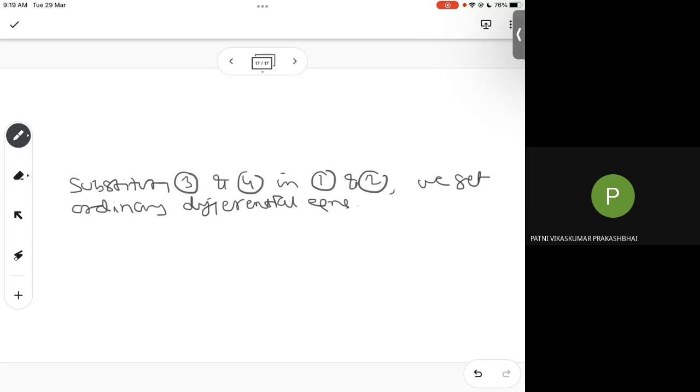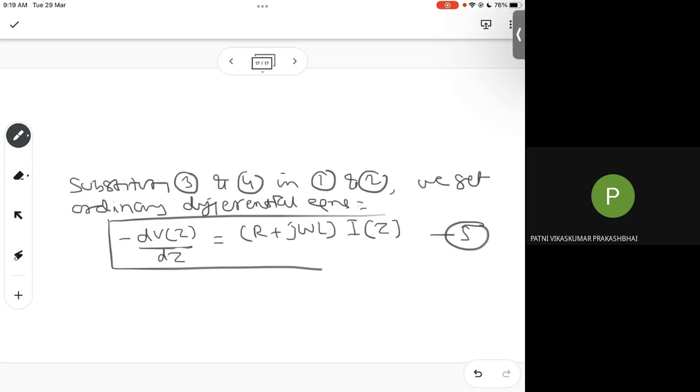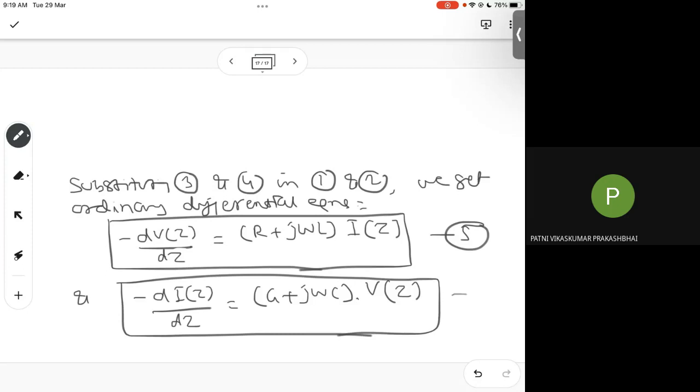So my differential equation becomes simple like this: minus dVz by dz is equal to (R plus j omega L) Iz. So I might write it very clearly. That becomes my equation number 5. So I highlight it. And similarly, simultaneously, I'm doing it for the voltage and current also: dIz by dz is equal to (G plus j omega C) into Vz. So I got 5 and 6.